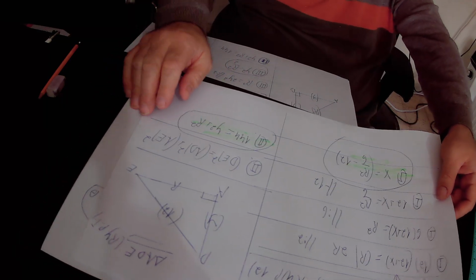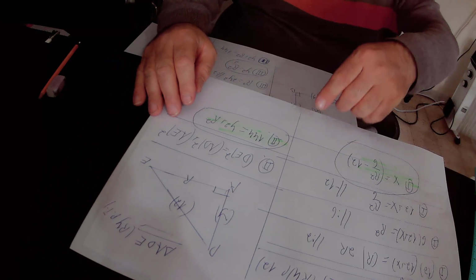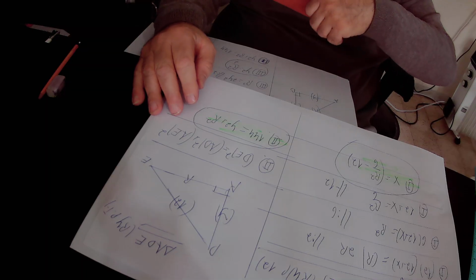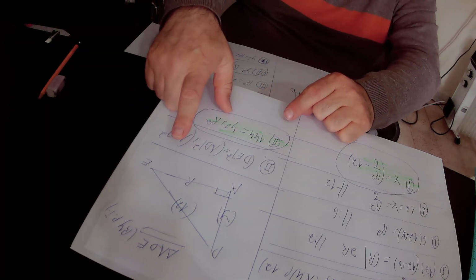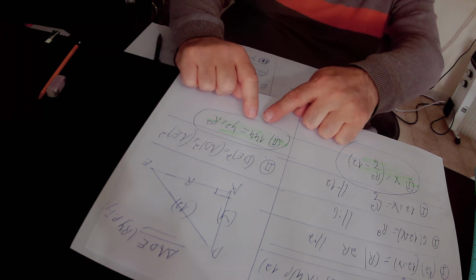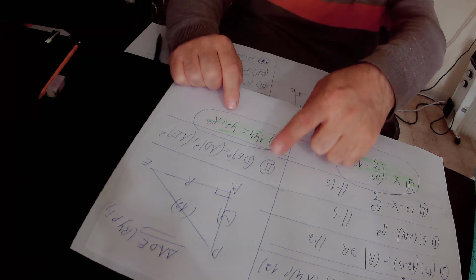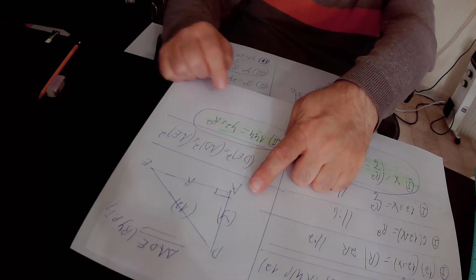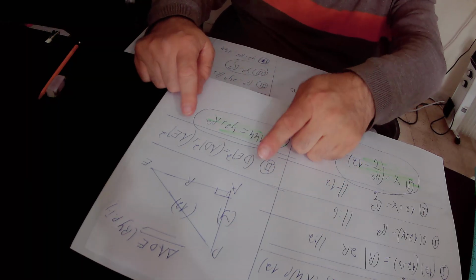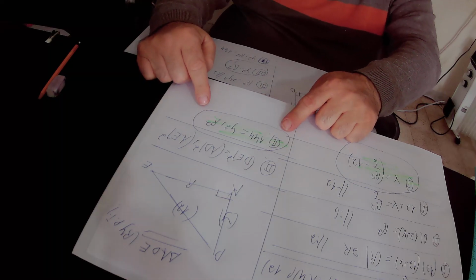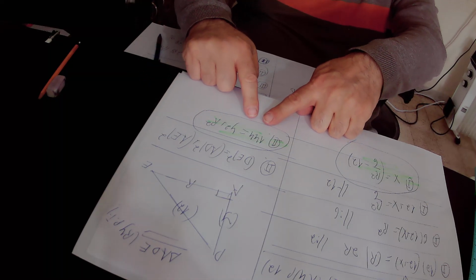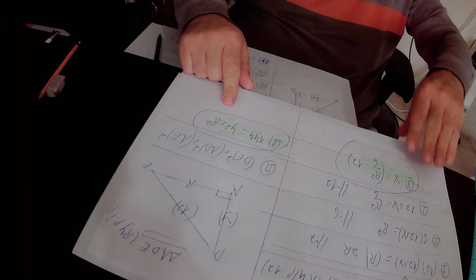So we implemented here the Pythagoras theorem. According to the Pythagoras theorem, in this right triangle ADE, DE squared equals AD squared plus AE squared. DE is 12, therefore DE squared is 12 squared, that is 144, and it is equal to AD squared. AD is y, therefore AD squared is y squared, plus AE squared. AE is R, therefore AE squared is R squared. So in conclusion, according to equation 2, we found out that 144 equals y squared plus R squared.